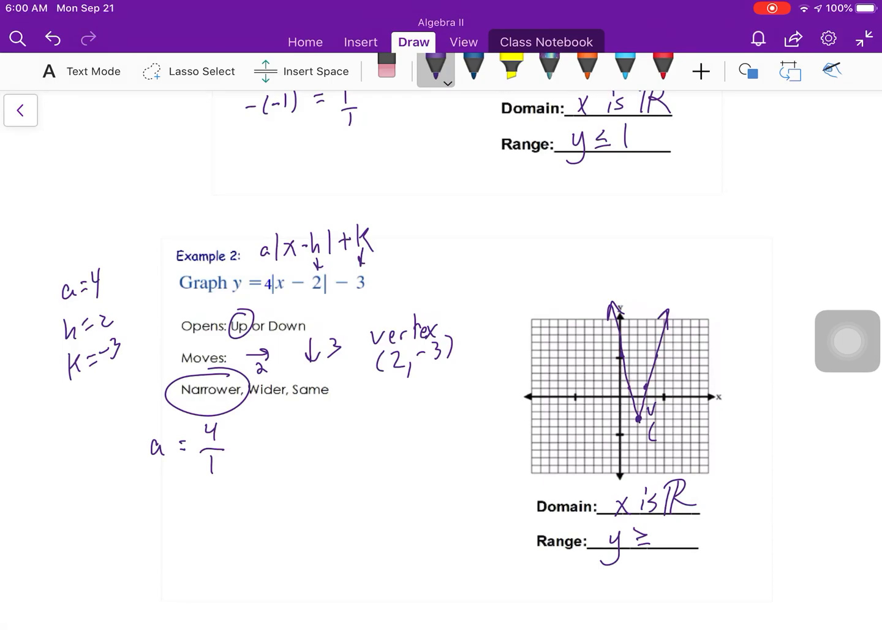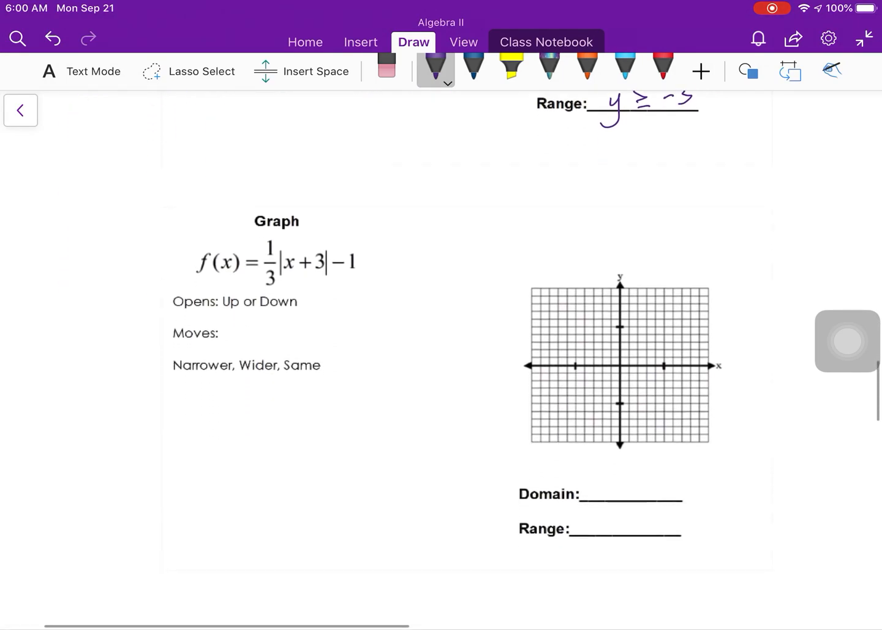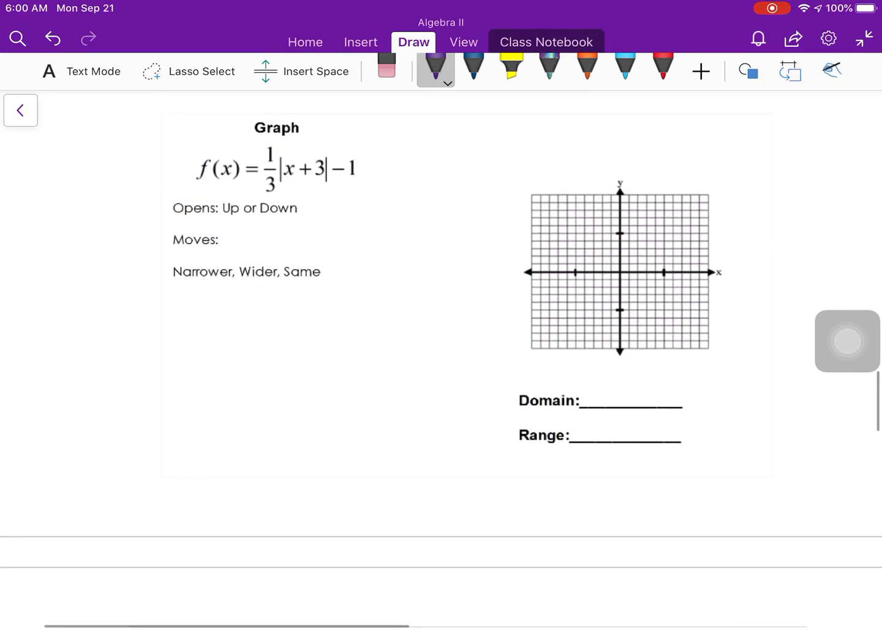And maybe you've caught on, maybe you haven't, that's okay. But I already know my range based off of that k value. Negative 3 is my lowest value. Okay, a little bit wider. Again, look at my a, here's my h, here's my k. It's going to open up, but now wider because 1/3 is smaller than 1.